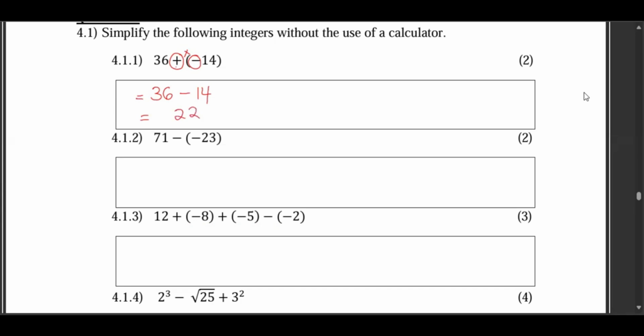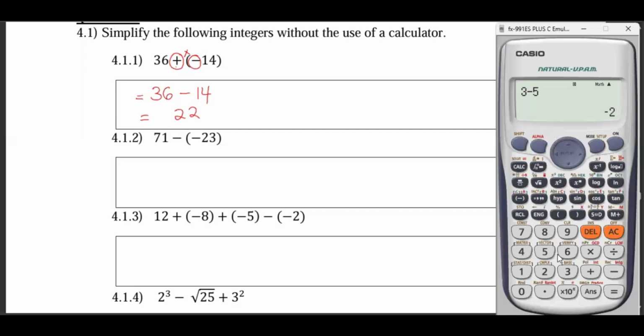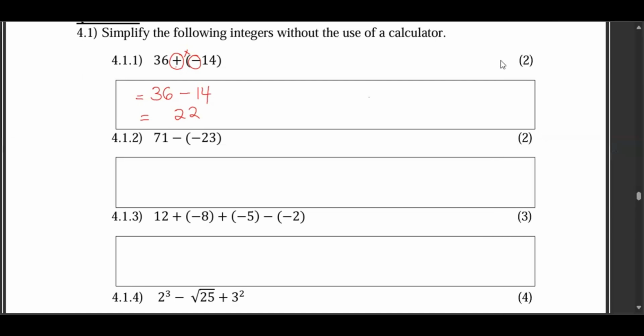For you to confirm, put it in a calculator. 36 plus negative 14. Press equals. You have 22. You use a calculator just to confirm. Okay? So you show us this working here, and you show us the final answer.